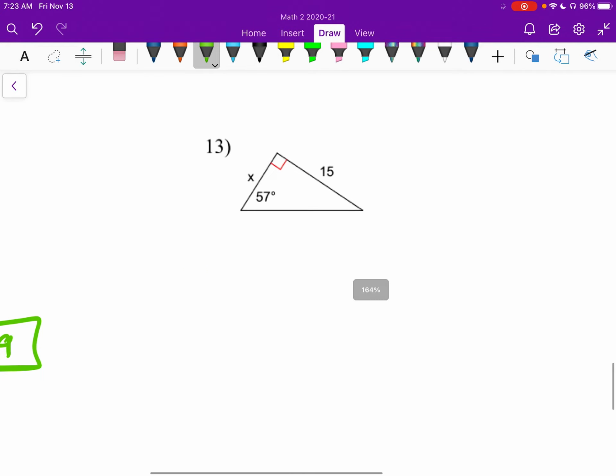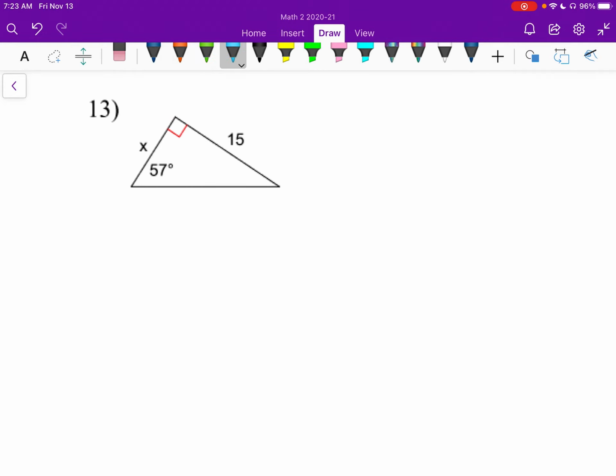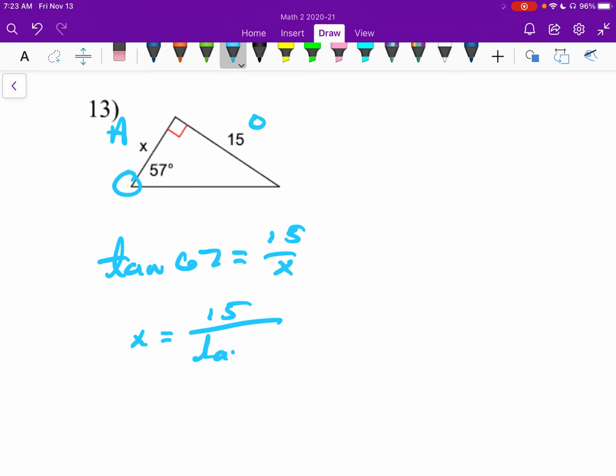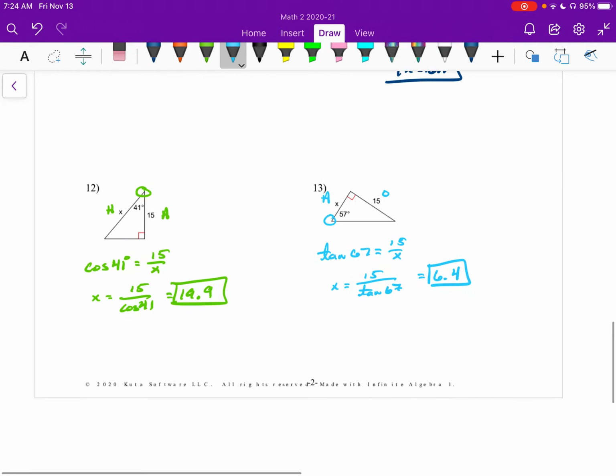All right. Number 13. Here's my angle. Here's the side adjacent. Here's the side opposite. We decide which of the three we use, and this is going to be tangent. Tangent is the only one that has only opposite and adjacent. So I'm going to say tangent of 67 is 15 over x. So x is 15 over tangent 67, and 15 divided by tangent 67 is 6.4. All right, there we are. There are the standard trig ratios.